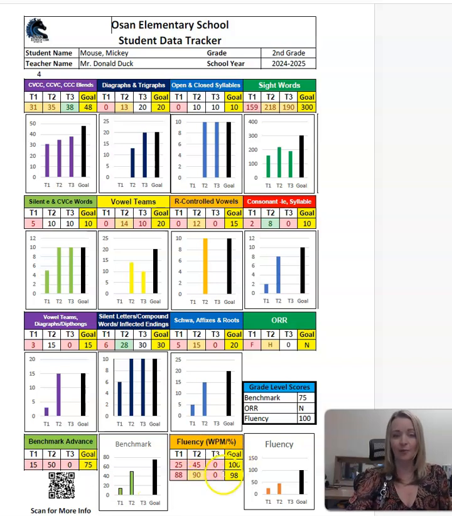Fluency, which we measure by words per minute: we actually time them for one minute and we see how many words they can read correctly. So we want them to read about 100 words a minute, and we want them at about 98 percent accuracy or above. What that means is that we want them to read fluently, where they're not having to stop and sound out every word, because it slows down their ability to understand what they're reading about.